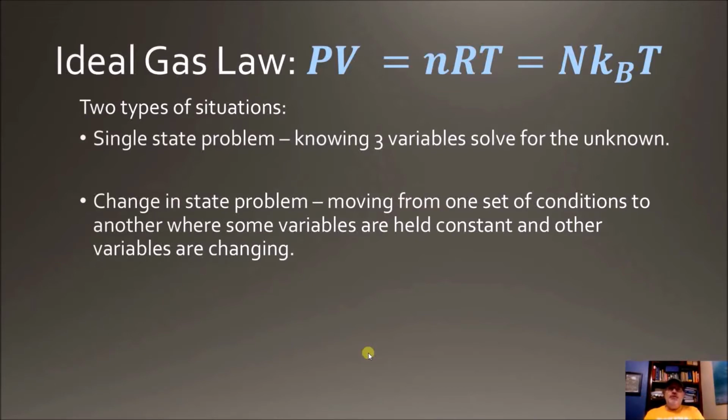All right. So the key thing is to identify which one you have so you know how to approach the problem. If it's a change in state problem, you need to identify the things that are constant so that you can set up your proportionality, and then you know how the variables that are changing change the variable we're interested in.